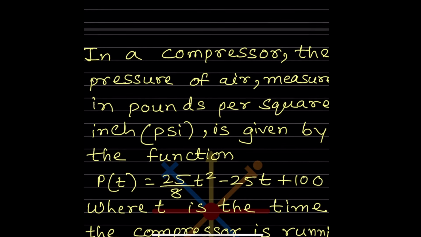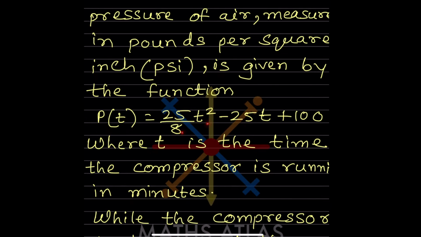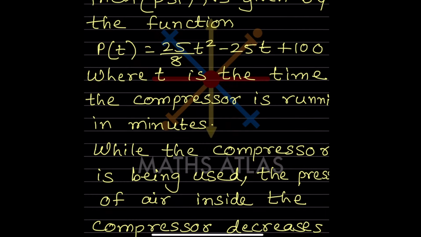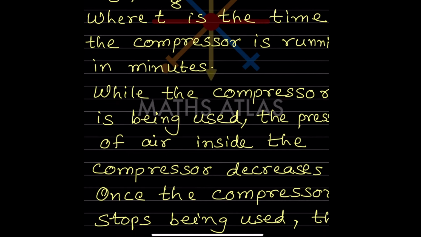So now, in the compressor, the pressure of air measured in pounds per square inch, that is, we can also write here pounds per square inch means psi, is given by the function, and this is the function given, p of t equals 25 by 8 t square minus 25t plus 100. So here what is the t? T is the time the compressor is running in minutes. While the compressor is being used, the pressure of air inside the compressor decreases.